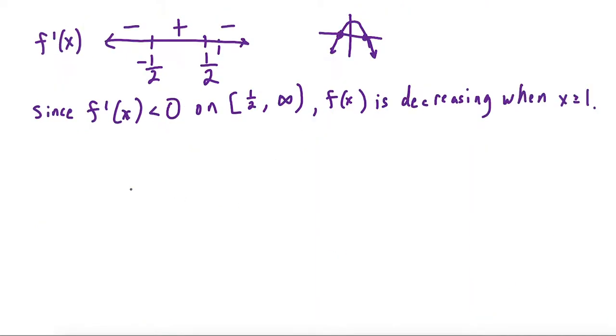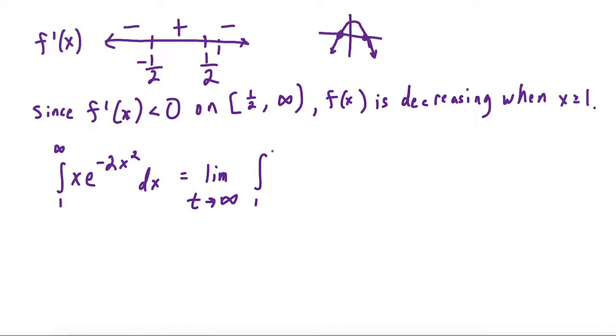All right, so now we could apply the integral test. Let's set up the integral from 1 to infinity of f of x. And remember, f of x was x e to the negative 2x squared, and then dx here. This is a situation where we have to do a u substitution. But first, we're just going to rewrite this as the limit as t goes to infinity of the integral from 1 to t of f of x, and once again, that's x e to the negative 2x squared.